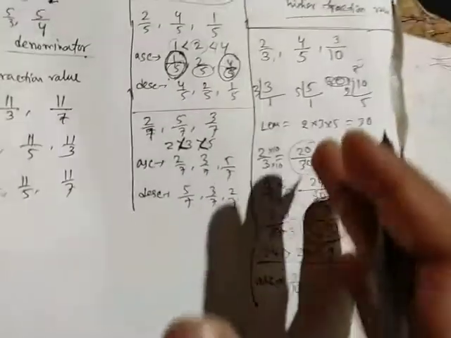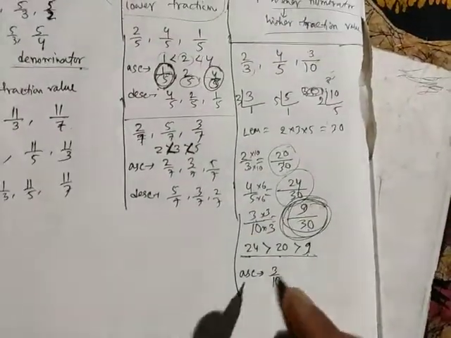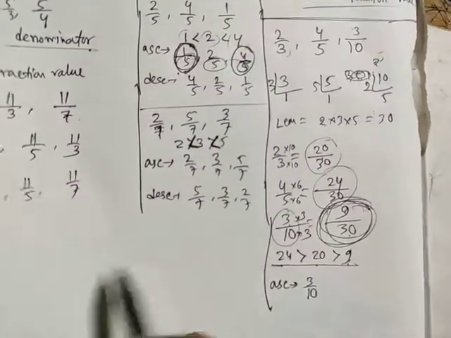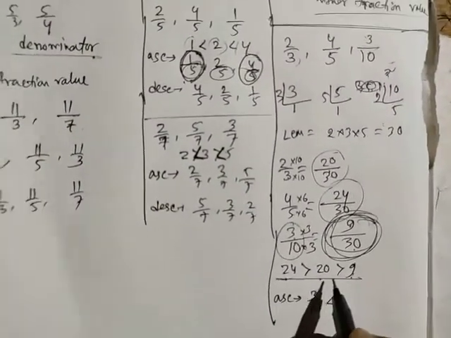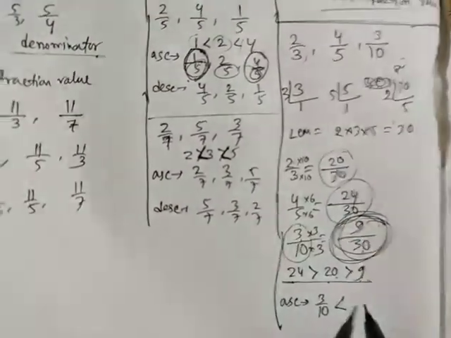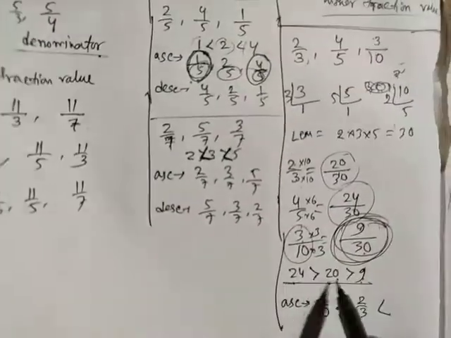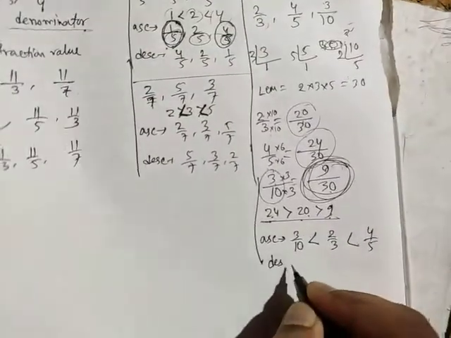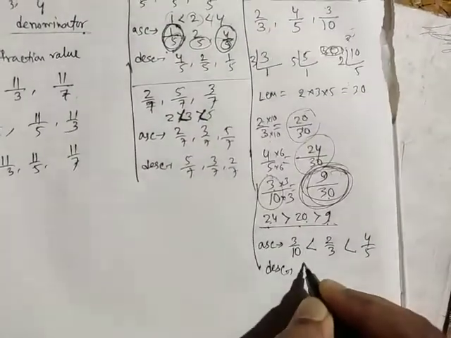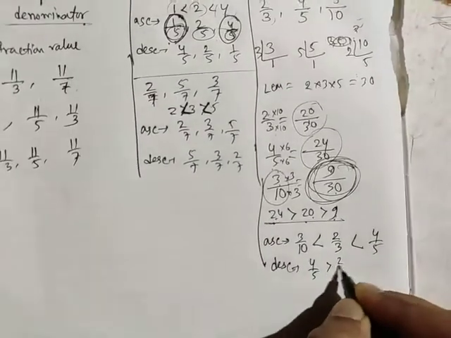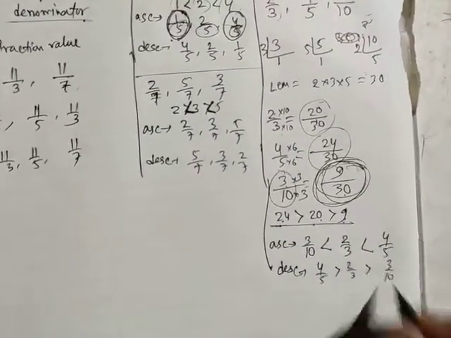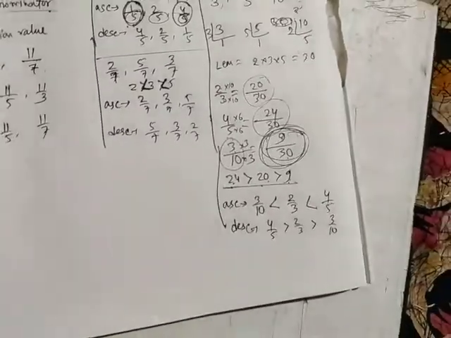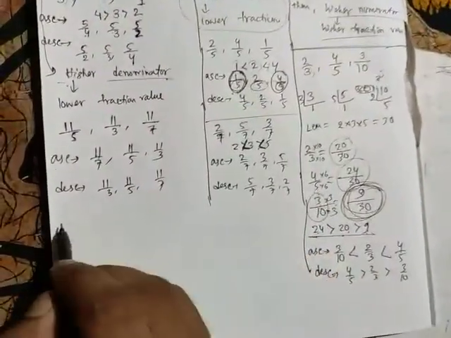These are the like fractions that we converted, but which is the real fraction? The real fraction is 3 upon 10. Next 20 corresponds to 2 upon 3. Next 24 means 4 upon 5. So this is the ascending order. And for descending order, 4 upon 5 is greater than 2 upon 3 is greater than 3 upon 10. So understand the process or not?